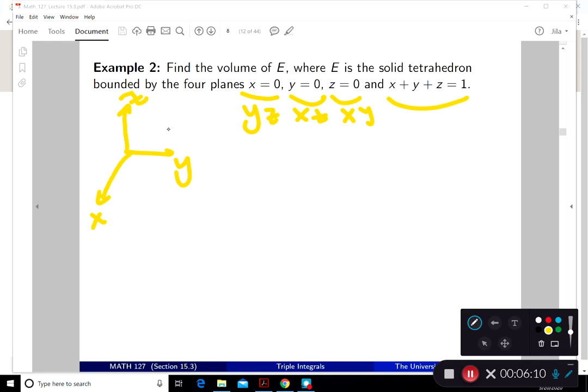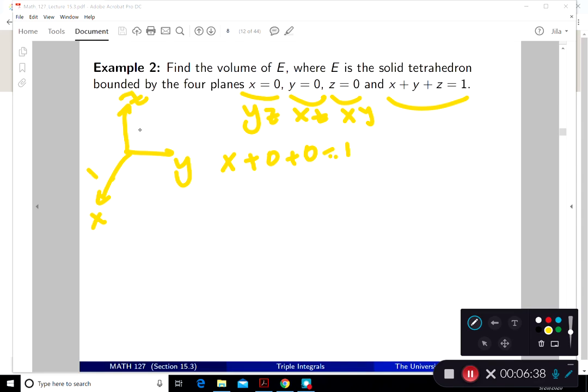How do I find those points though? Let's see. If I'm looking at a point on the x-axis, that means y and z are equal to 0. So I have to say x plus 0 equals 1, which gives me x equal to 1. And the same thing if I want to find it on the y-axis: z and x should be 0.